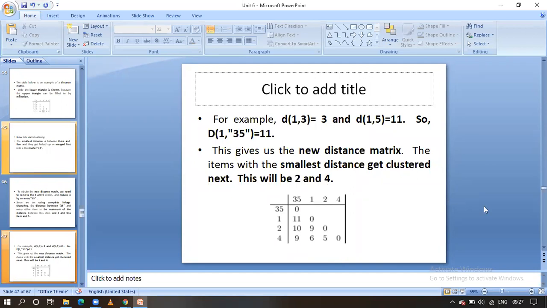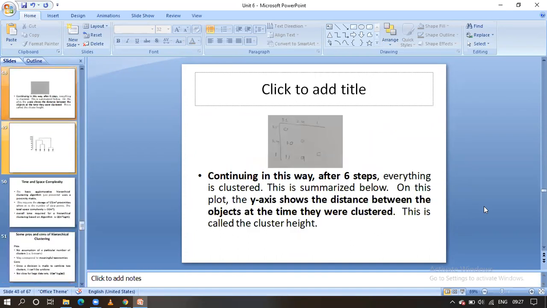Okay, in the next updated matrix, we won't have individual 2 and 4. We have only the combined cluster, that is 2, 4. Okay, this is the 2, 4 cluster. Likewise, we are going to update this one in the distance matrix.